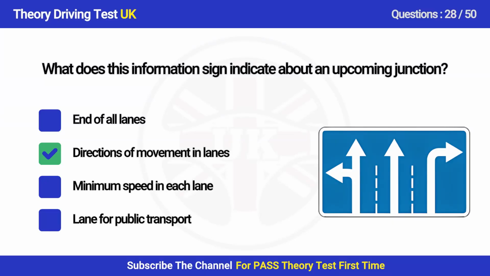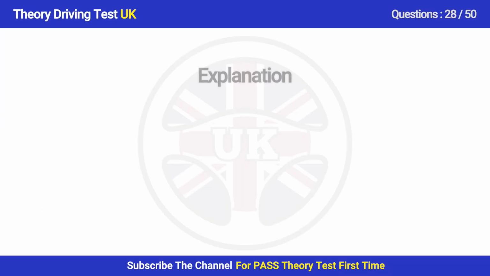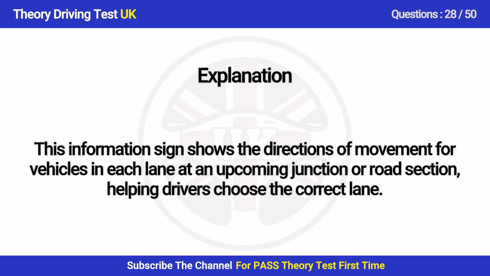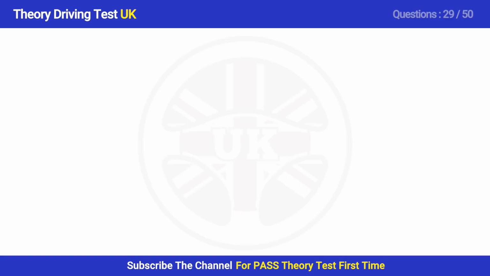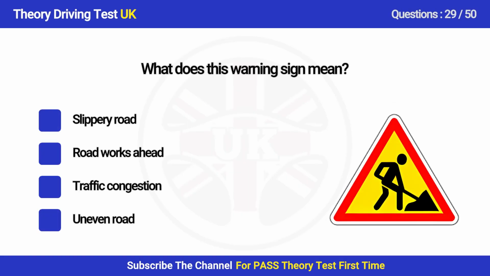Answer is B. Of movement in lanes. This information sign shows the directions of movement for vehicles in each lane at an upcoming junction or road section, helping drivers choose the correct lane. Question 29. What does this warning sign mean?